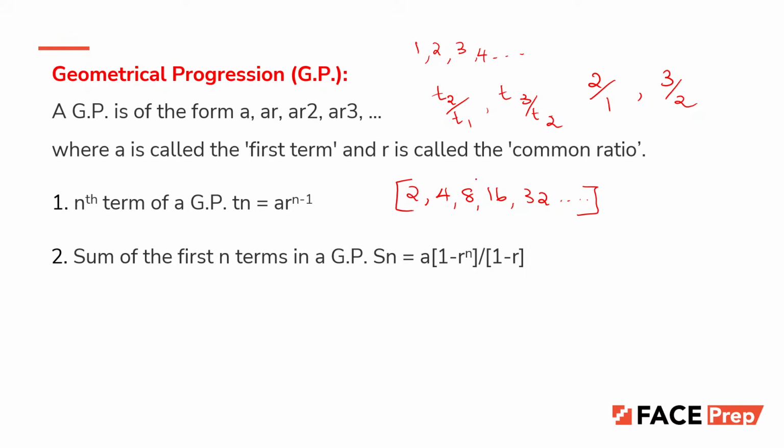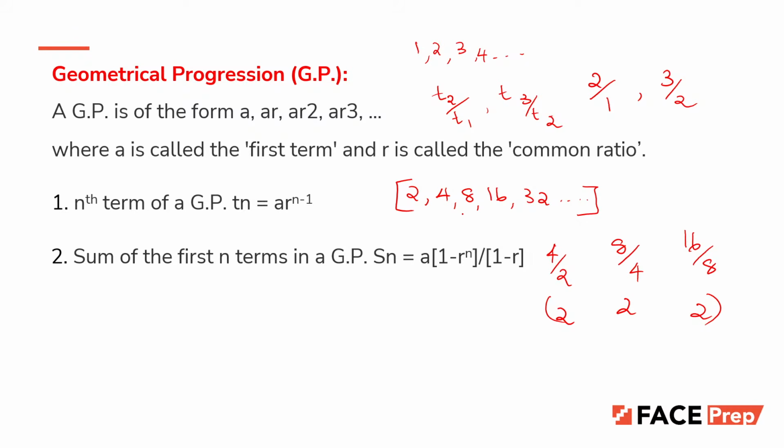I'll take T2 as 4 divided by 2. If I cancel out, I'll get a value of 2 here. Similarly, 8 by 4, I get 2. Similarly, 16 by 8, I get 2. So I'm getting a common ratio of 2, so we can tell that this is in geometric progression.